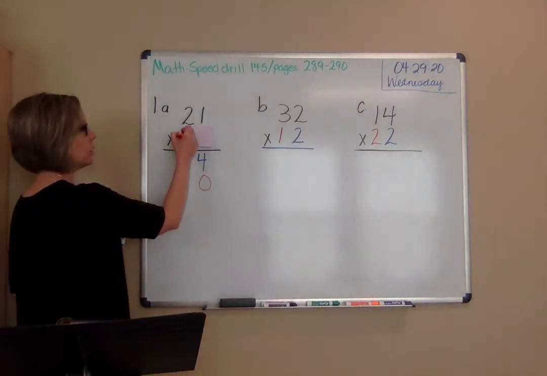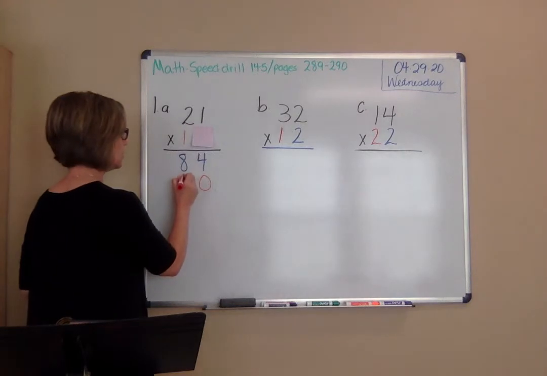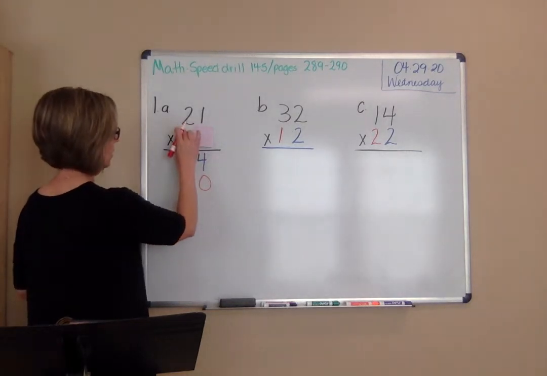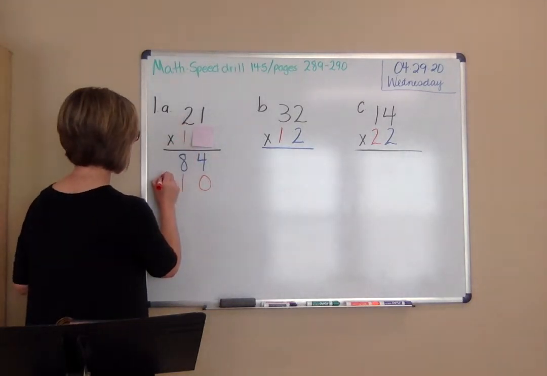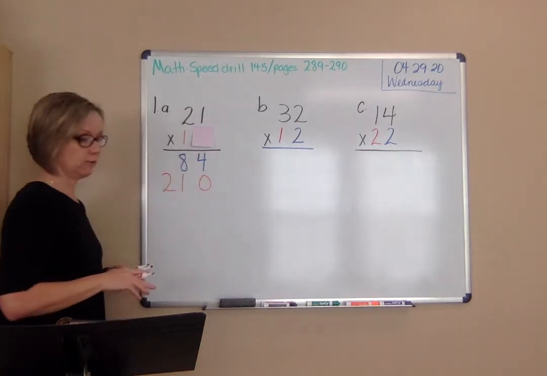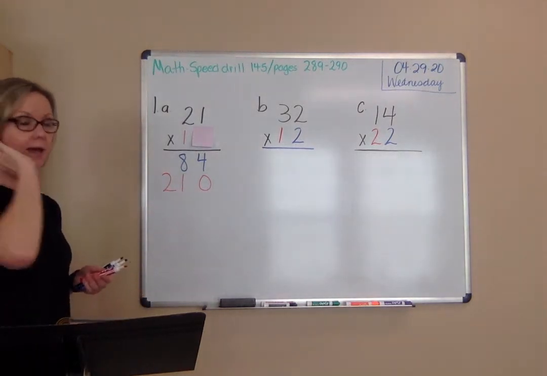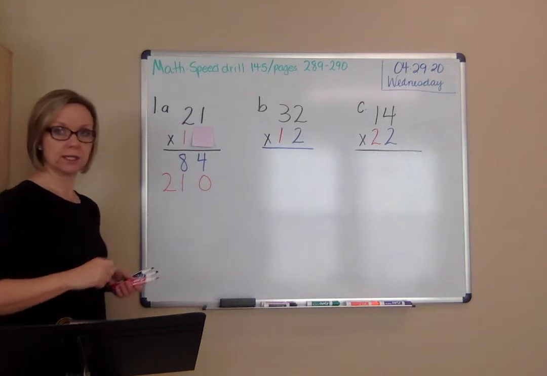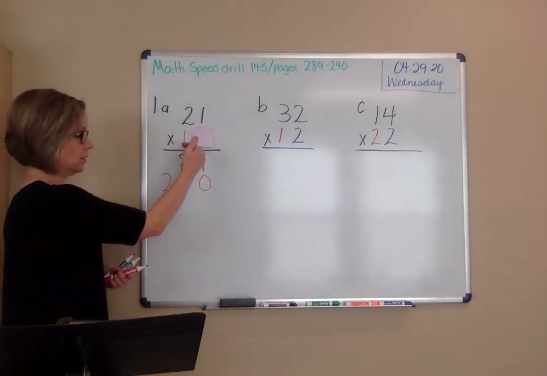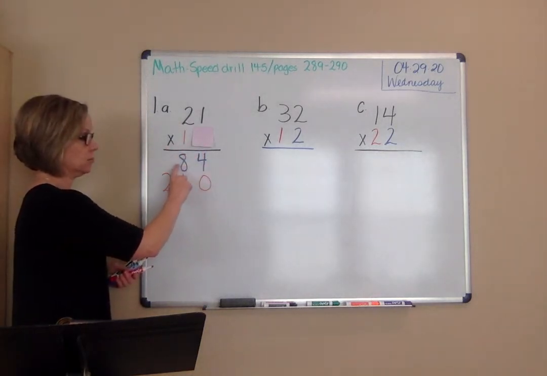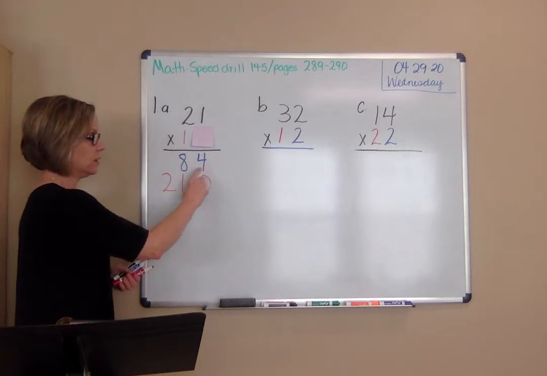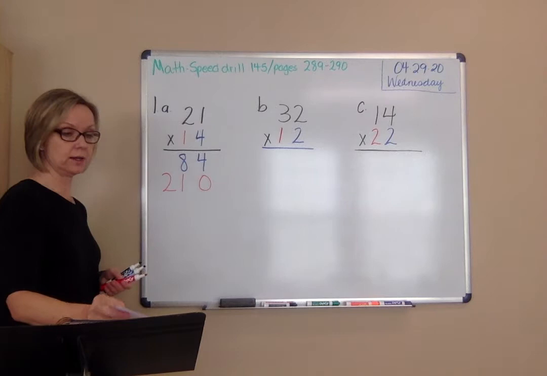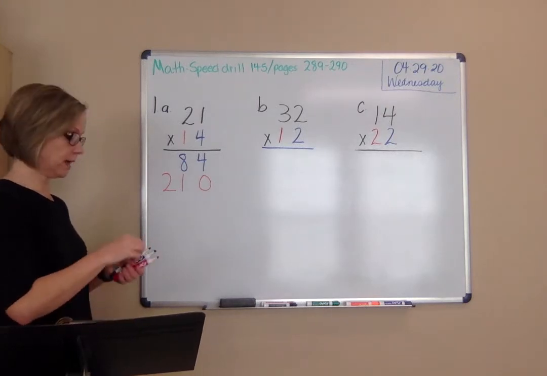So now we're going to work. 1 times 1 equals 1. And 1 times 2 equals 2. So for my tens place, I should have 210. So check your lines. The ones place, 84. The tens place, 210. All right. Now we're going to add them together.